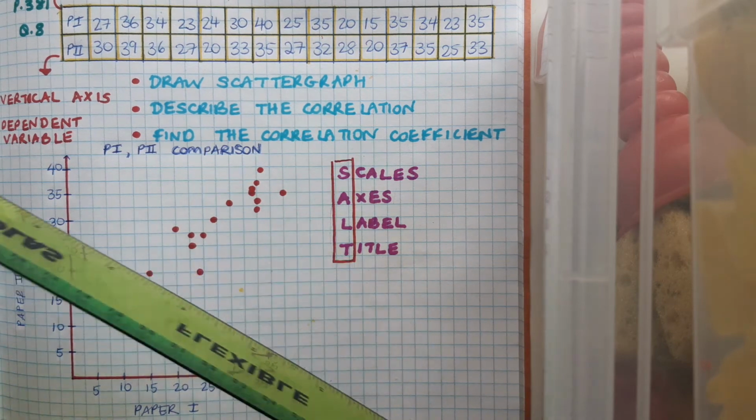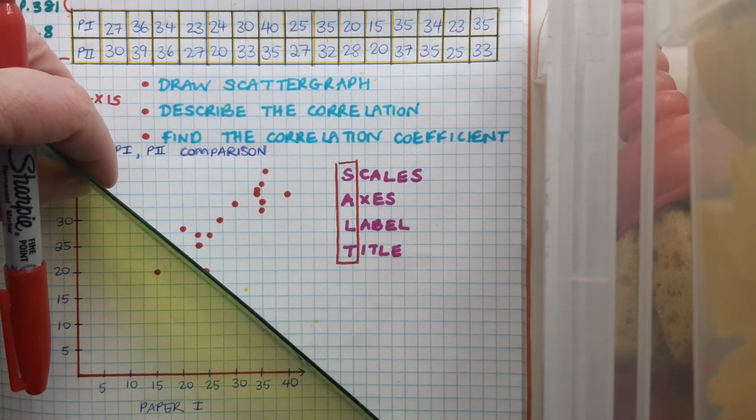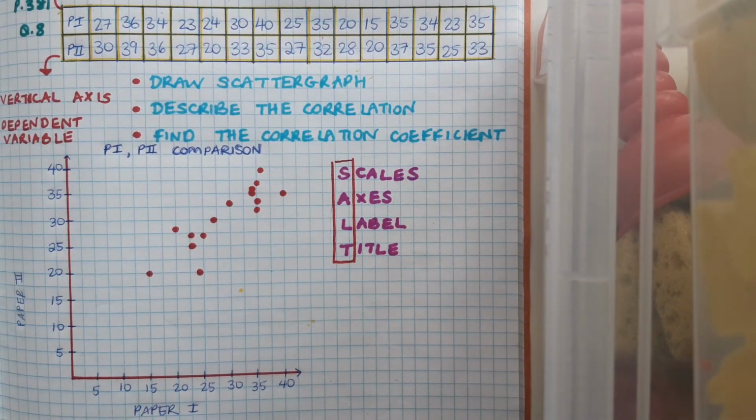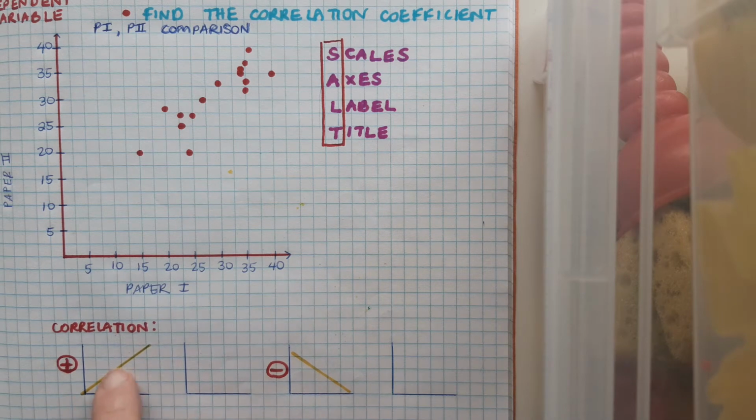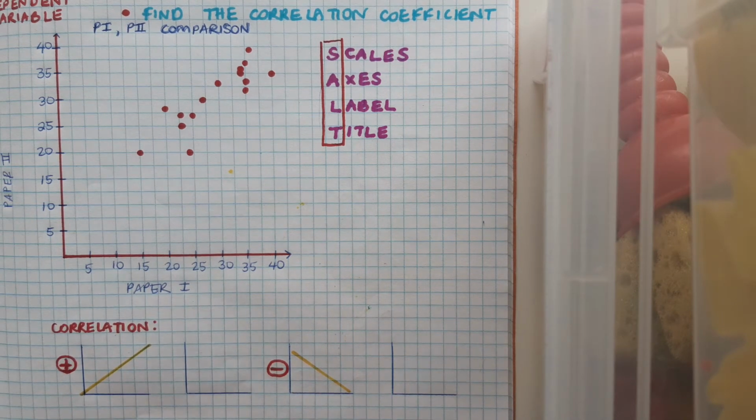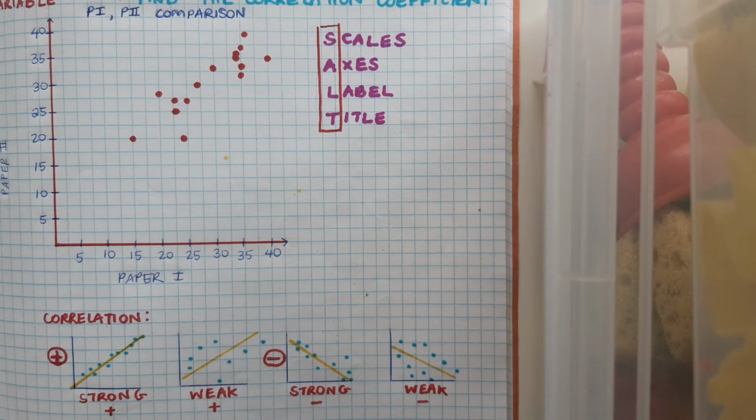If the points cluster around a line that slopes down, then we'll be talking about negative correlation instead. To summarize the different types of correlation, if our line is sloping up, it's positive correlation. If our line is sloping down, it's negative correlation.